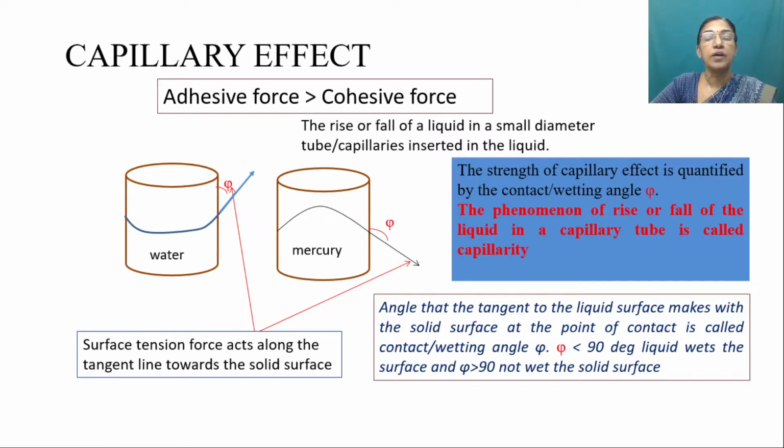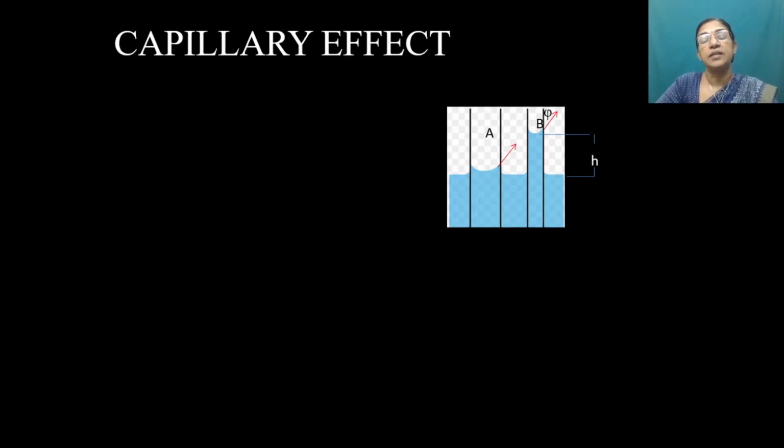The phenomenon of rise or fall of the liquid in a capillary tube, or in a small tube we insert, is called the capillary effect. The capillary effect can be determined by considering a tube in water. You can see two tubes here. One tube is of higher diameter compared to the other. When the diameter of the tube increases, the capillary rise is smaller. Here the fluid is water. The capillary rise occurring for the small diameter tube is more compared to the large diameter tube. And phi is the contact angle.